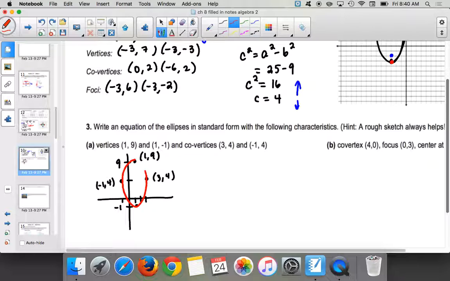So here's the ellipse that we have. The distance between our two vertices is not A, that's actually double A, 2A. Do you guys see that? Because it's going from the center out. So if I'm going from a height of 9 down to -1, how many units would I have to go down? 10, right? So that means I have 5 here and 5 here. So my A value is 5.